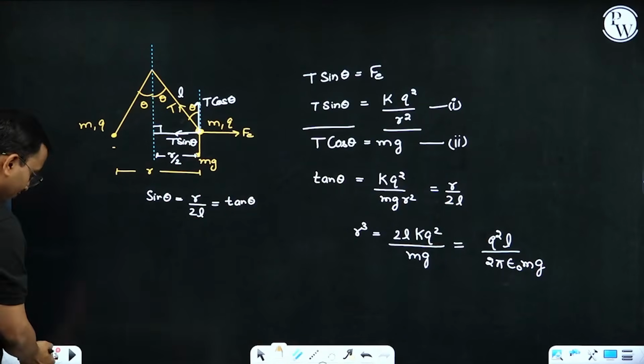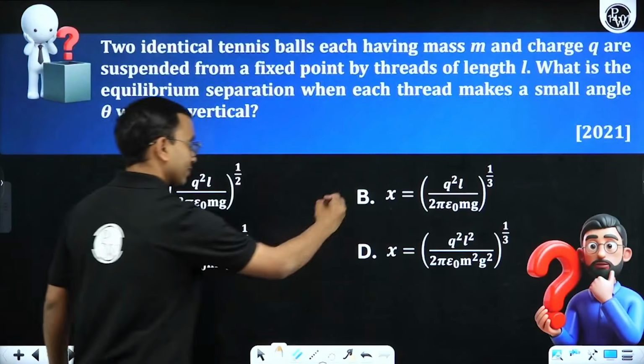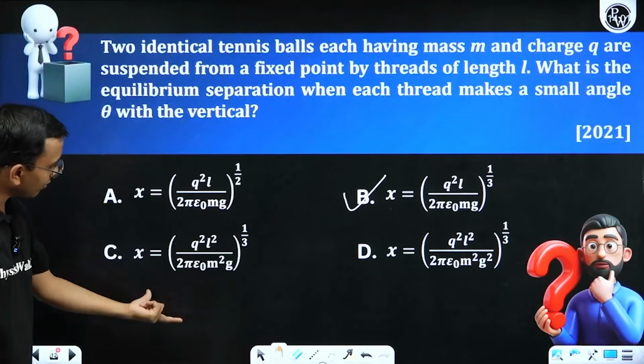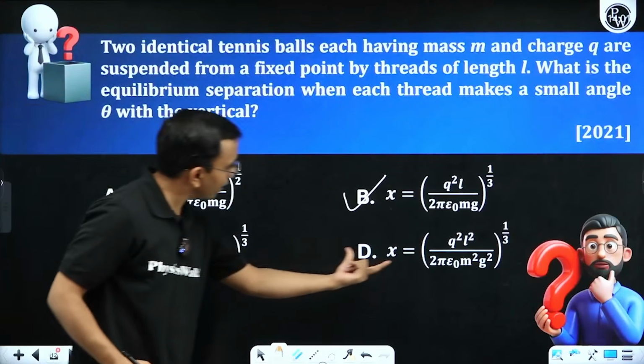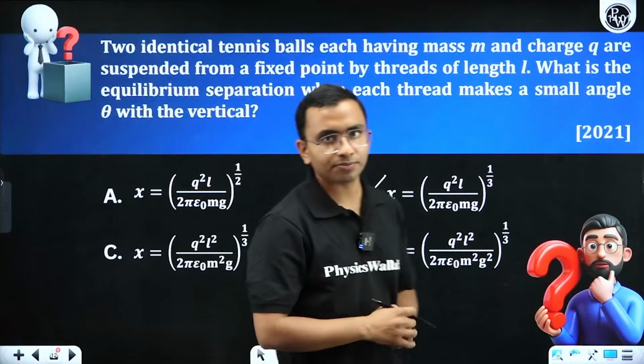Okay, let us check the options. So q square L by 2 pi epsilon naught mg, yes, B option. Okay, whole to the power 1 by 3 is there. Here this is power 1 by 2, here this is L square, here also this is L square, so not correct. B option is the correct answer.